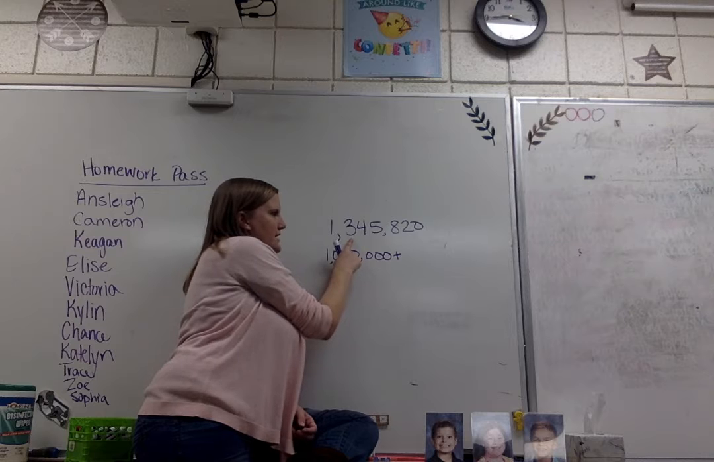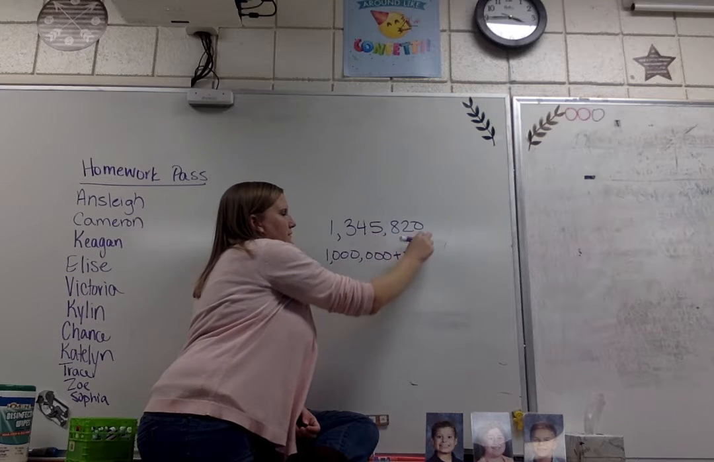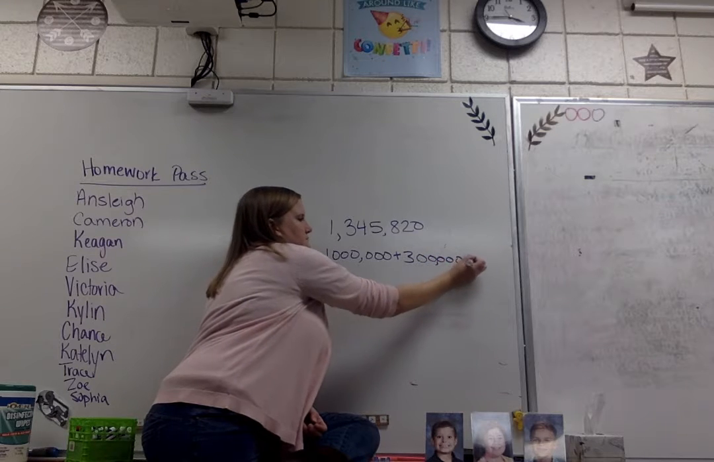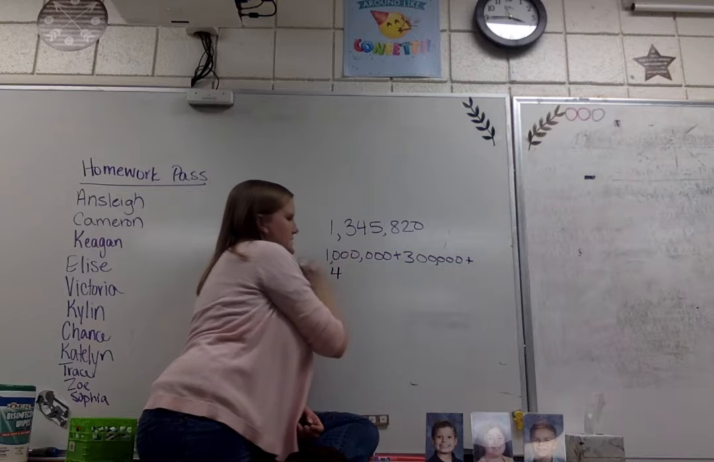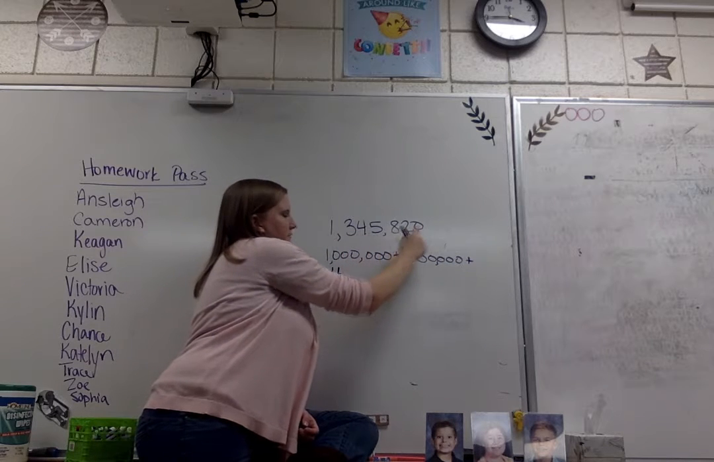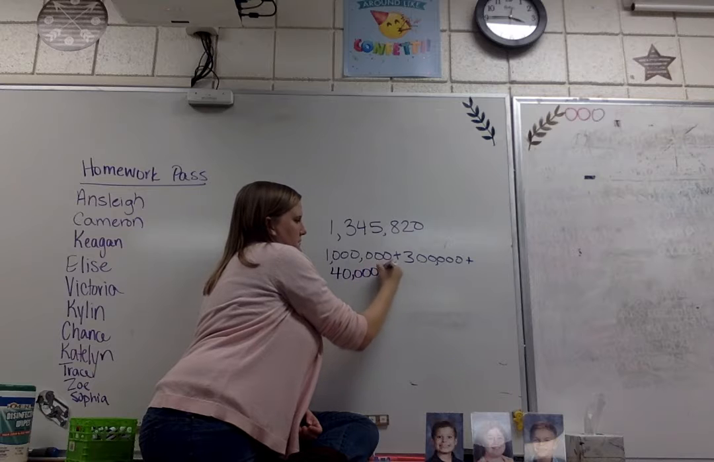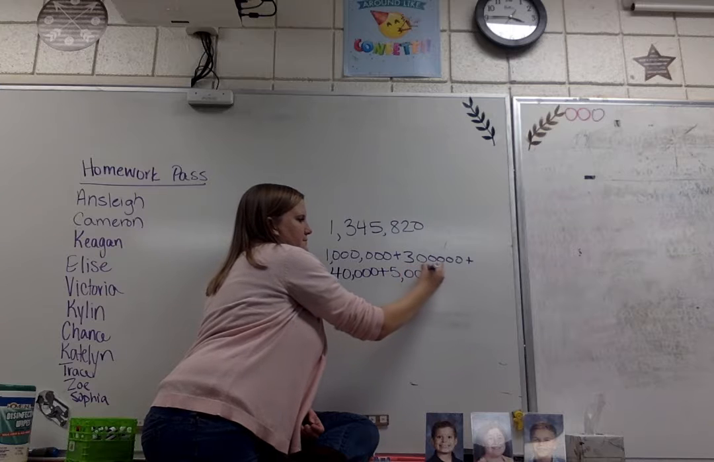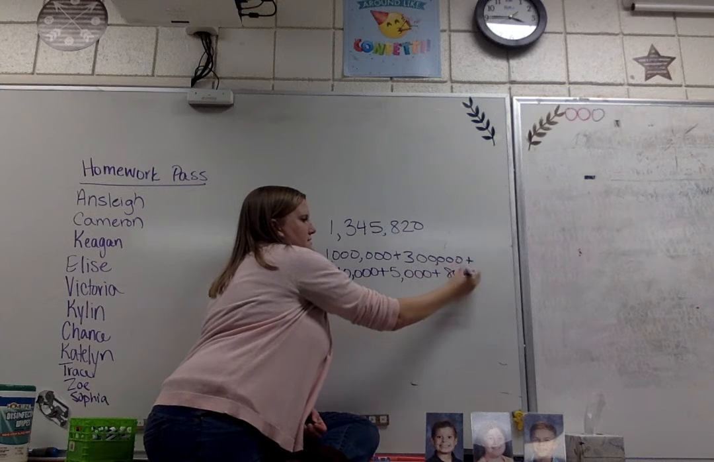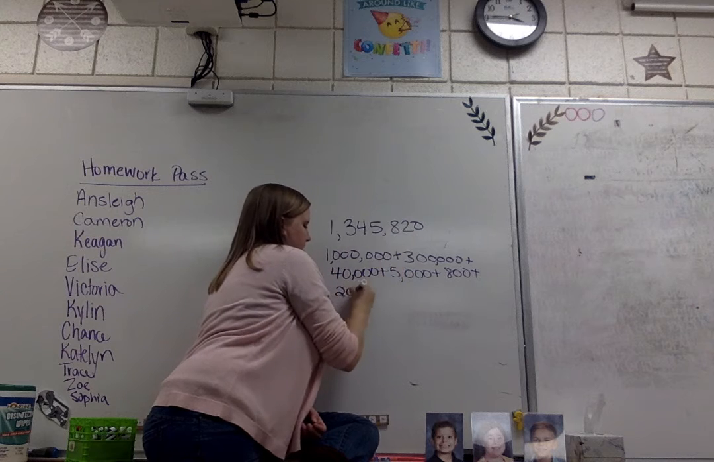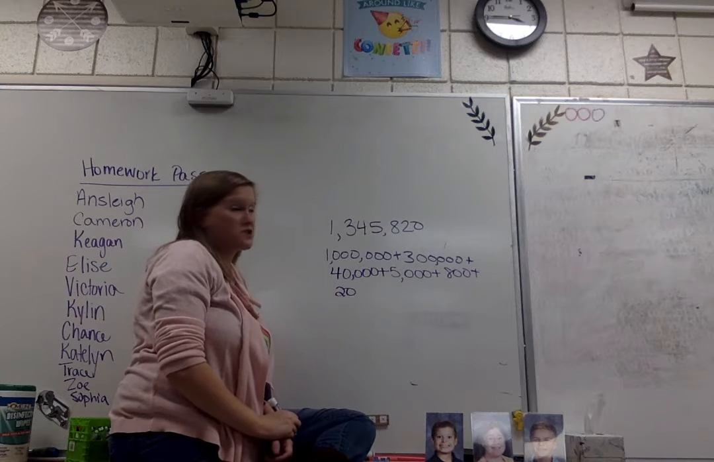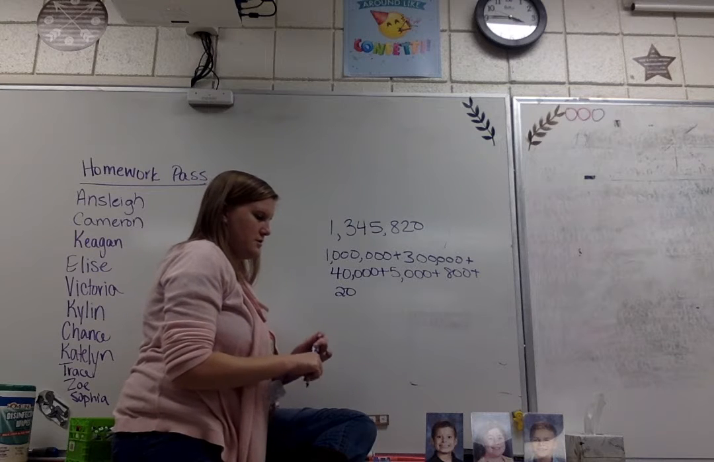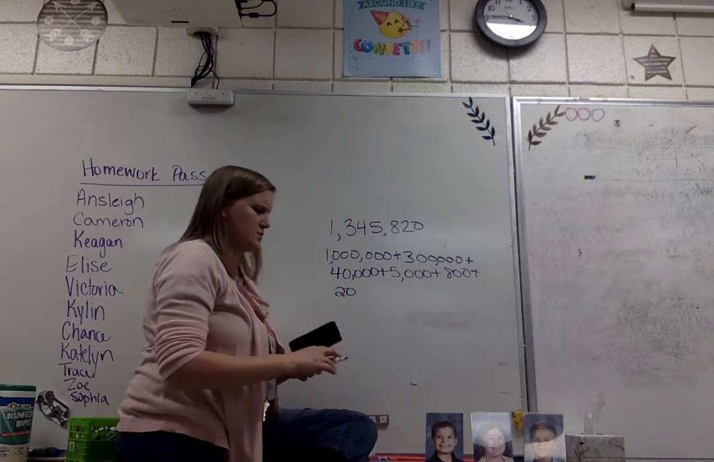The 3 is in the 100,000s, so that would have 1, 2, 3, 4, 5 zeros behind it. 4 is in the 10,000s, so that would have 1, 2, 3, 4 behind it. 5 is in the thousands, that would have 1, 2, 3 behind it. 8 is in the hundreds, so that'd be 800 plus 20. I would make sure you have that written down, typed in for that second question. No reason to miss any questions on this day because we're doing it together.